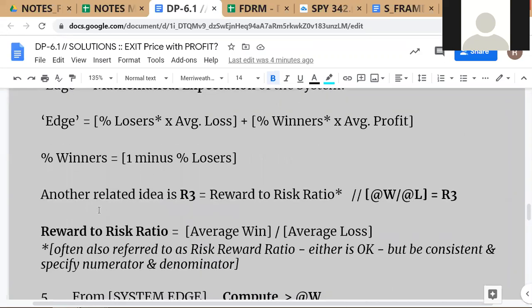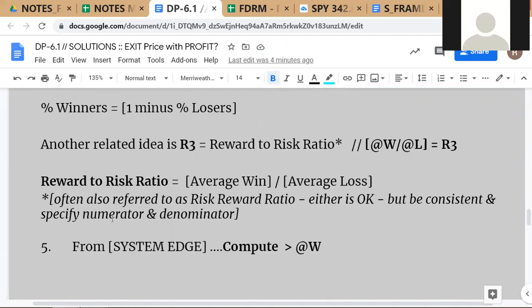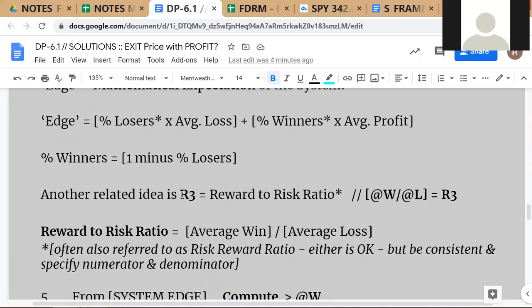We've already done this before, but I'm just repeating it for you. So we do that, and I think where we stopped the other day is we also defined a very important term called the reward to risk ratio.